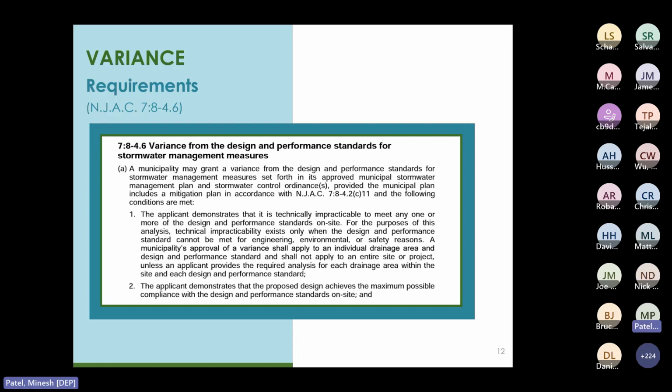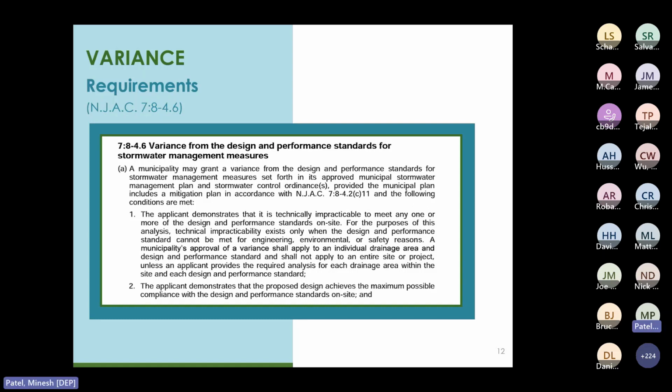The applicant has to demonstrate it is technically impracticable to meet one or more design and performance standards on site. Those reasons can only be engineering reasons, environmental, or safety reasons. Furthermore, the variance cannot be for the entire site unless an analysis is provided for each drainage area within a site. The applicant also has to demonstrate maximum possible compliance is provided by the design. Don't forget, there is also a reporting requirement for variances.